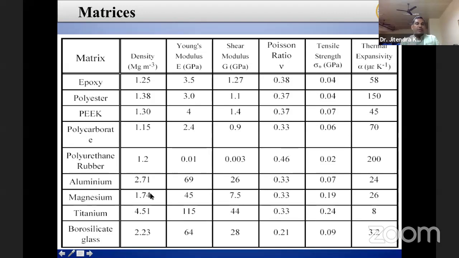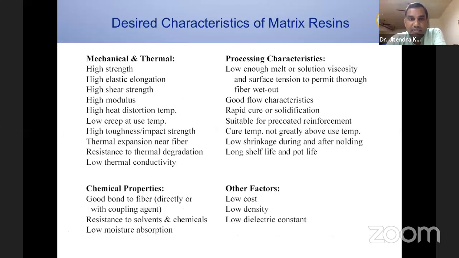If you use magnesium, that is called a lightweight composite material, because magnesium is very light, it has a very light weight. Nowadays people are trying to reduce the strength to weight ratio, so magnesium is particularly used in metal matrix composites nowadays.